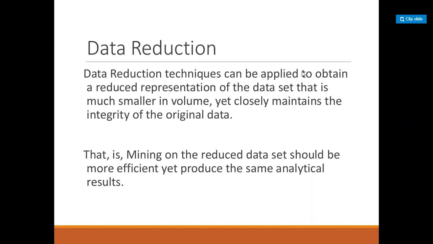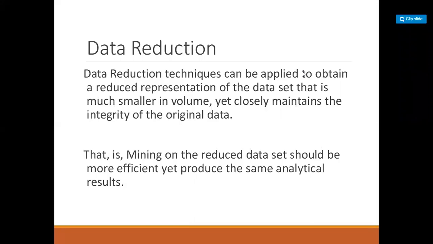Here in data reduction, we reduce the size of the data volume and also the number of attributes. Still, we do not lose any significant amount of information, and we also maintain the integrity of the original data. It means the overall information that we can analyze or retrieve through the data remains the very same.